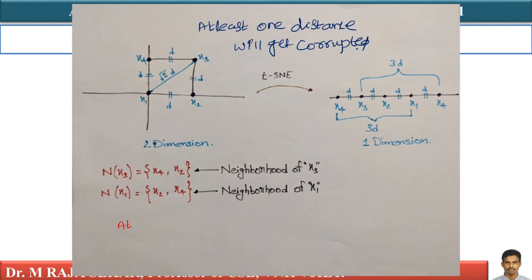So I'm taking this case where I have my data points like in 2D, like this x1, x2, x3, x4. I am saying I will not be able to project these data points from 2D to 1D while preserving all the distances in a neighborhood.